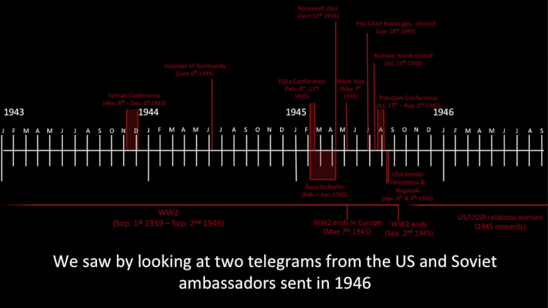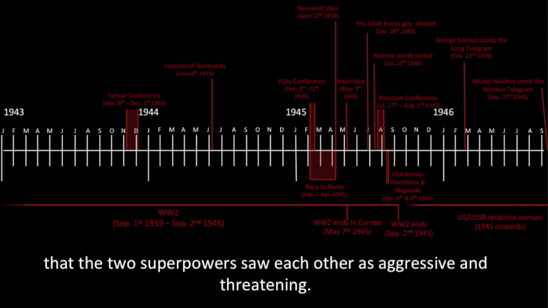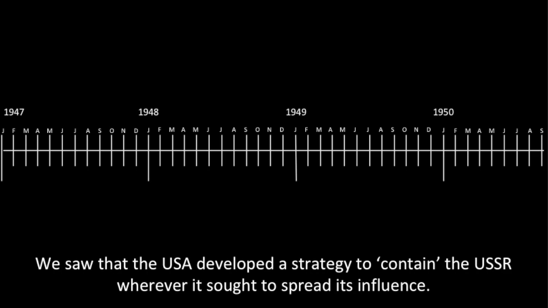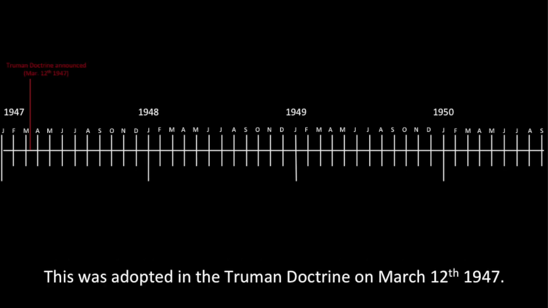We saw by looking at two telegrams from the US and Soviet ambassadors sent in 1946 that the two superpowers saw each other as aggressive and threatening. After our recap in video 11, we started to look at the events of the Cold War after 1946. We saw that the USA developed a strategy to contain the USSR wherever it sought to spread its influence. This was adopted in the Truman Doctrine on March 12, 1947.